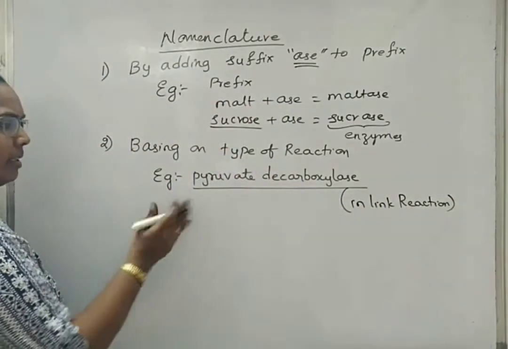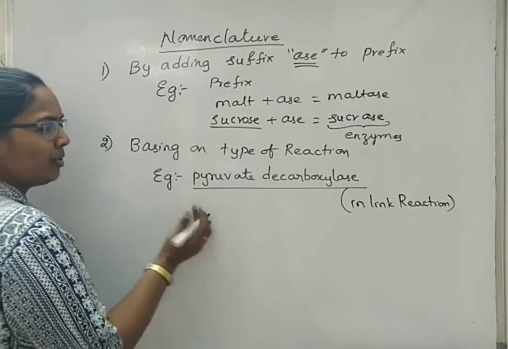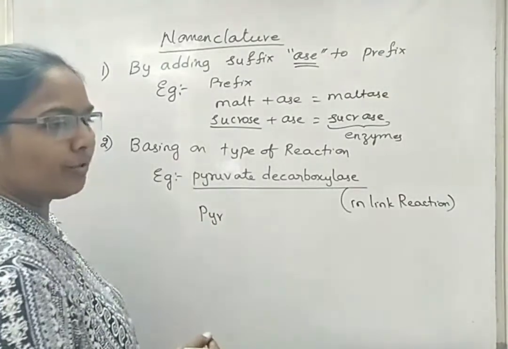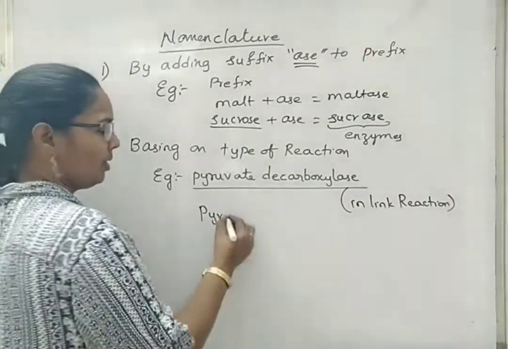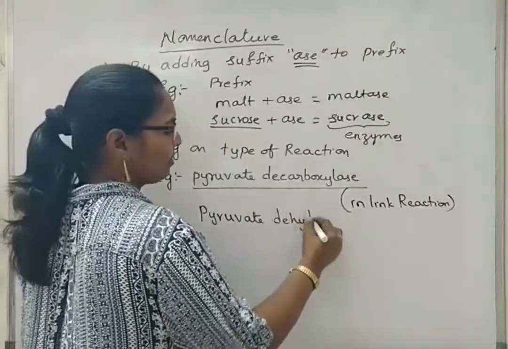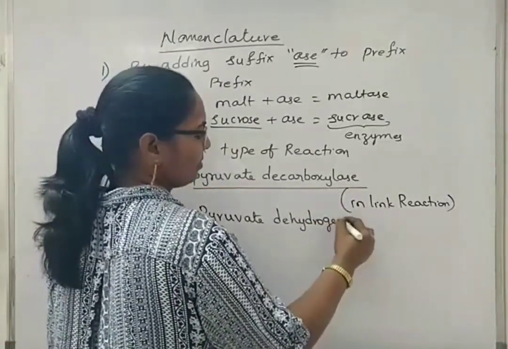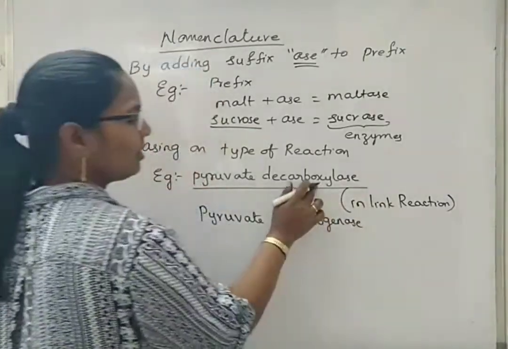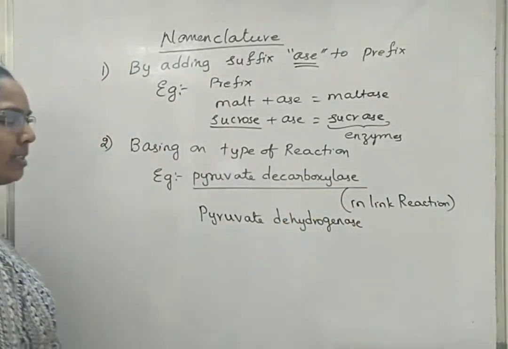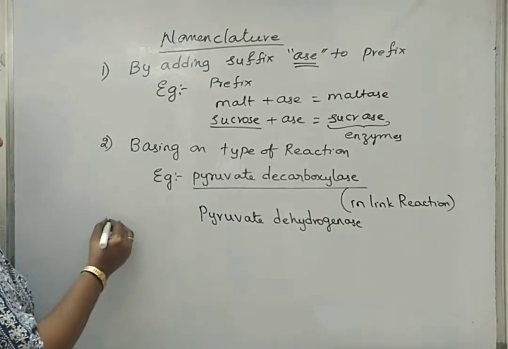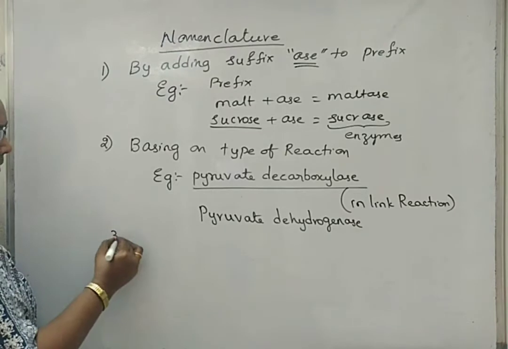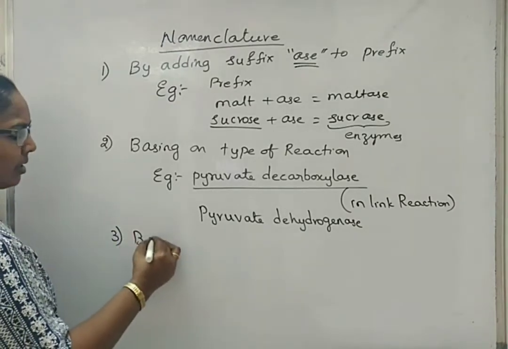Next, another enzyme we can include is pyruvate dehydrogenase, because there is formation of NADH2. So pyruvate dehydrogenase. Here, after CO2 is removed, it gets converted into acetyl-CoA, which easily diffuses into the mitochondria for the next Krebs cycle reactions.